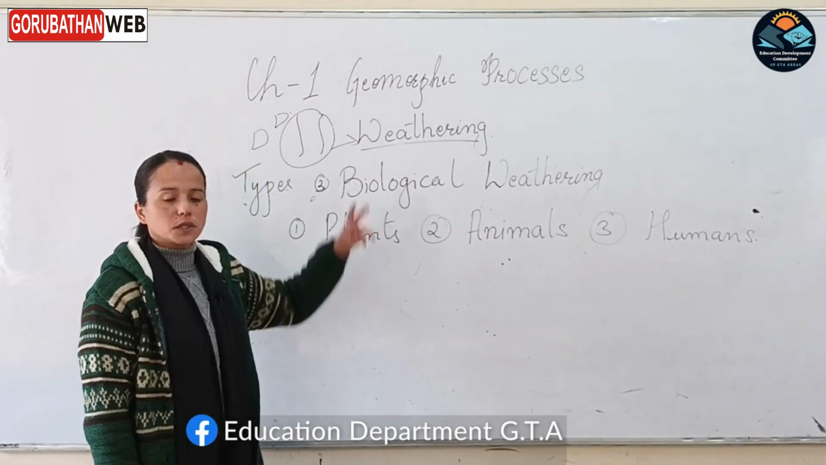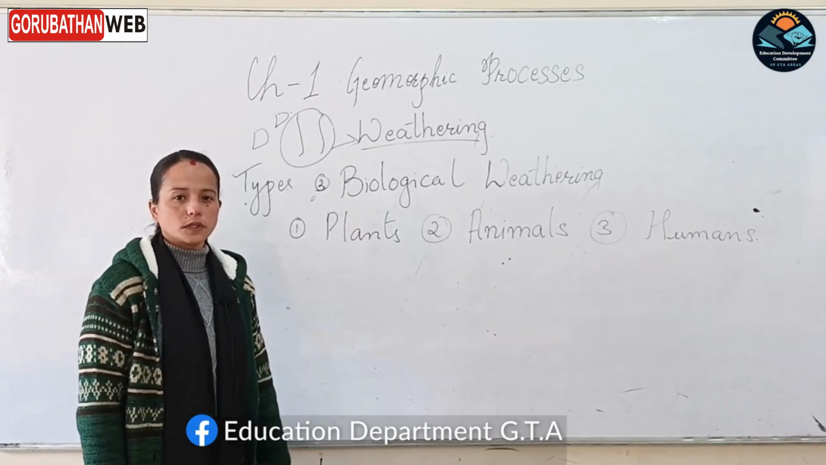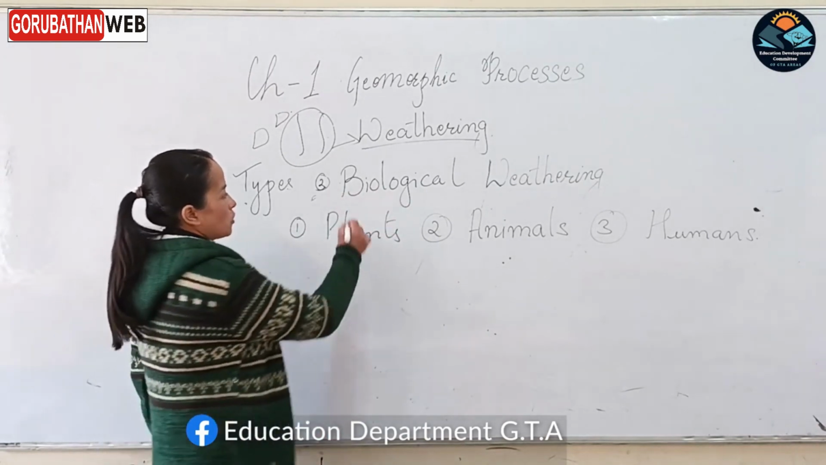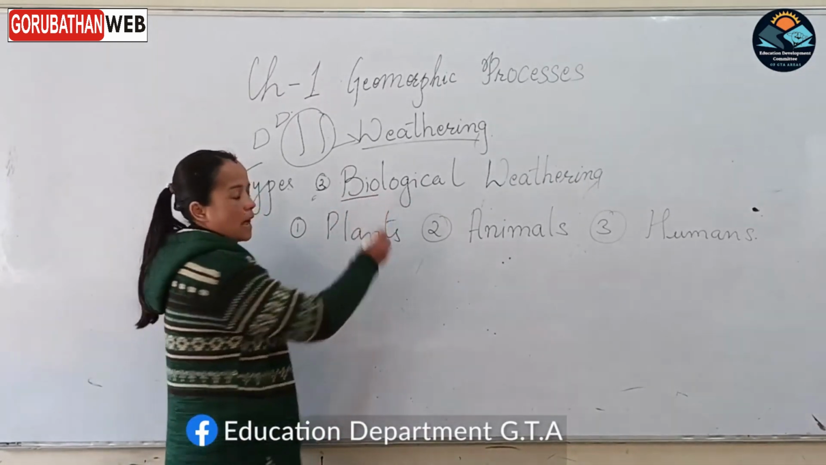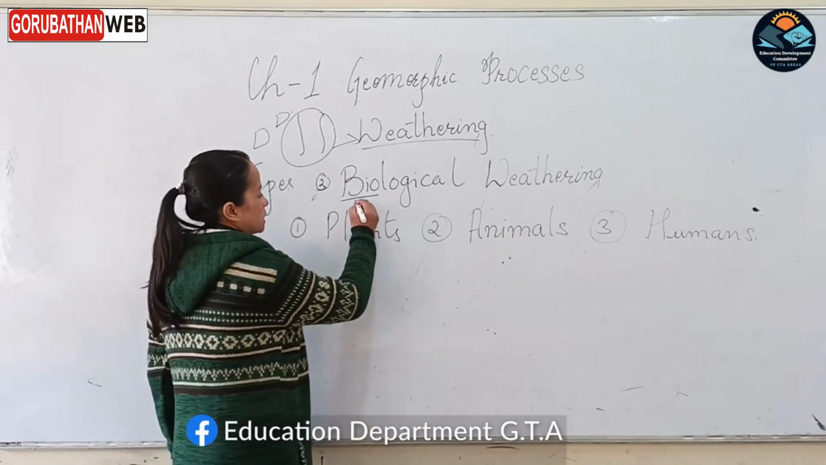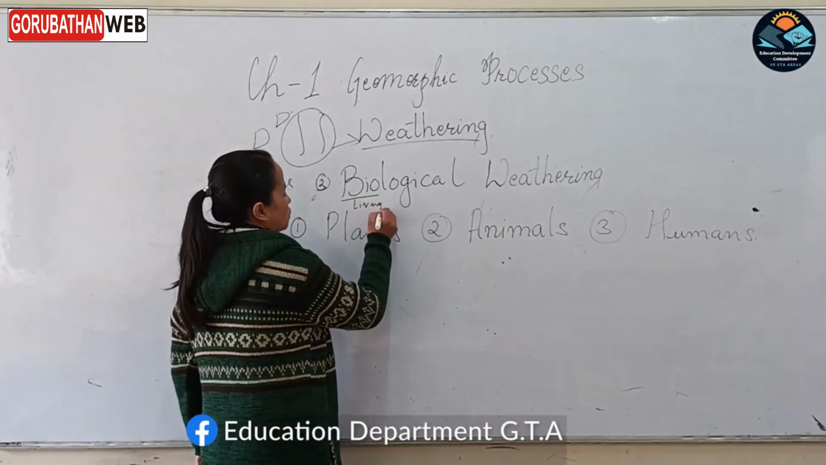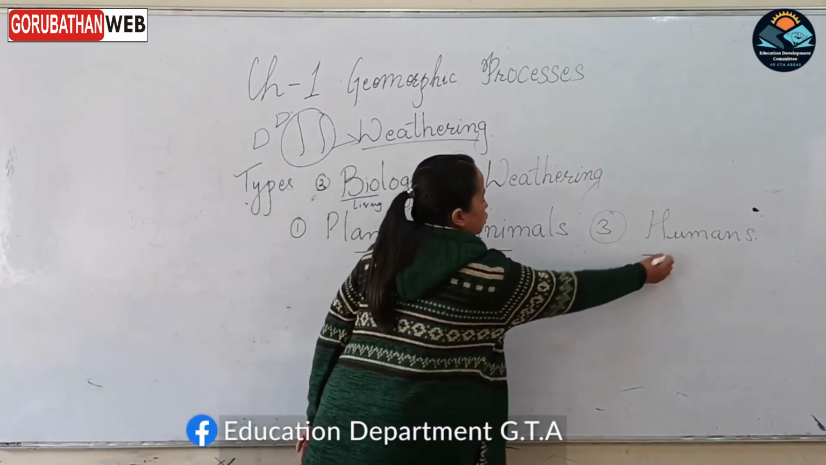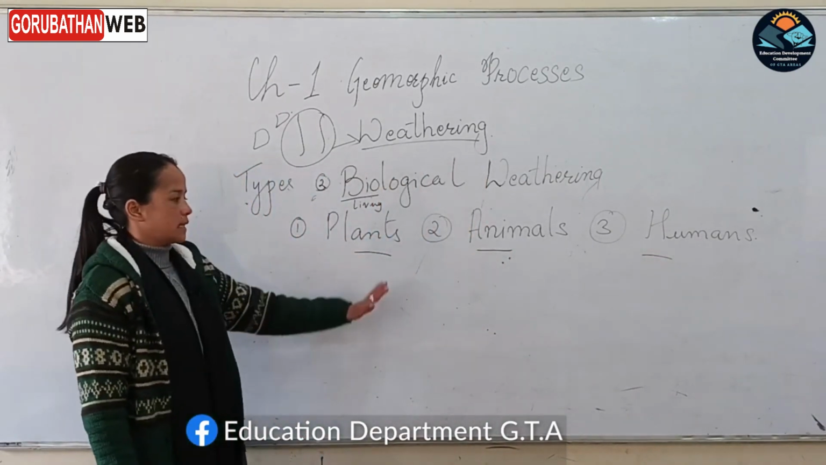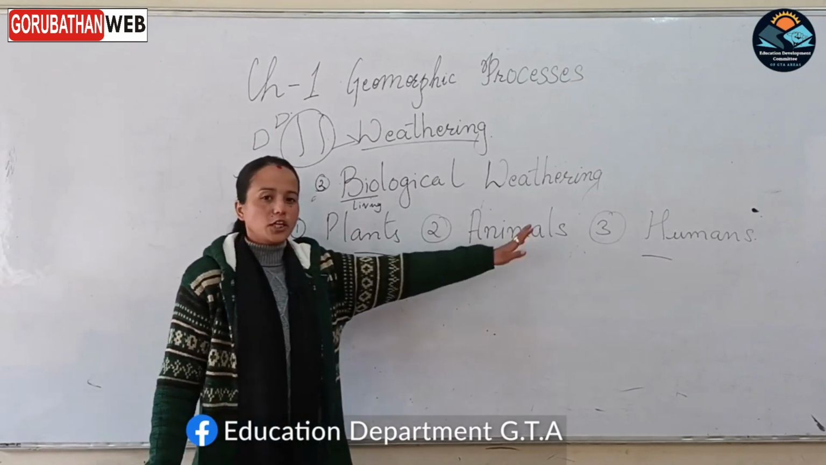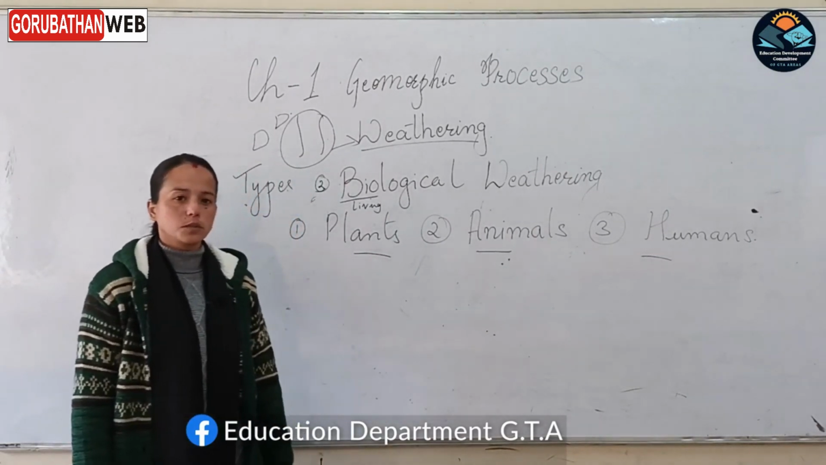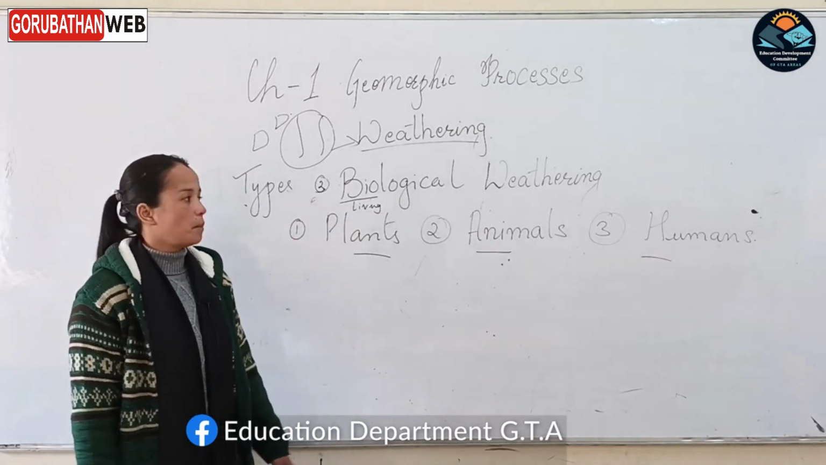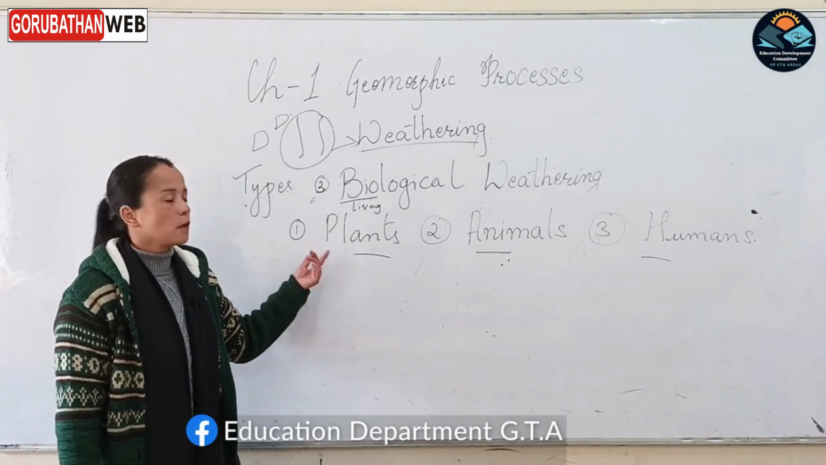The next one is the biological weathering. It also comes under the mechanical weathering or the physical weathering. Biological weathering means the rocks are broken by biological means. Bio means living things, and under living things come plants, animals and human beings. To some extent the plants, animals and human beings are also responsible for the breaking up of rocks. So biological weathering is also a part of mechanical or physical weathering.